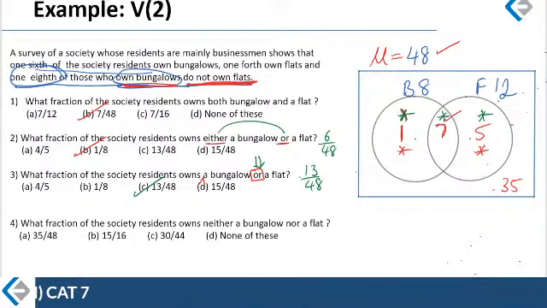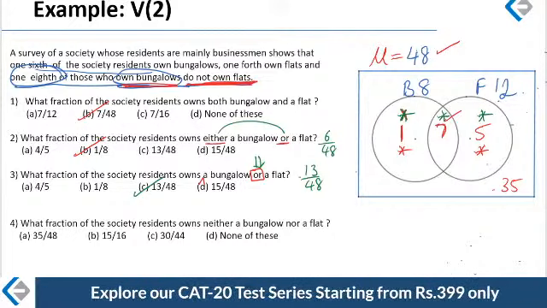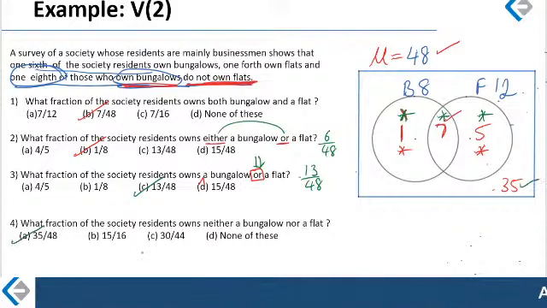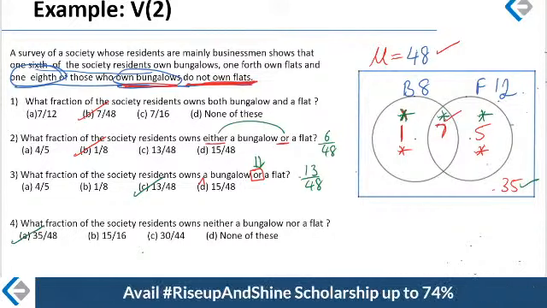Fourth one. What fraction of the society residents own neither a bungalow nor a flat? They own neither of them. How much? 35. 35 out of how much, friends? 48. 35 out of 48. Okay, that's about that question. Pretty simple one.